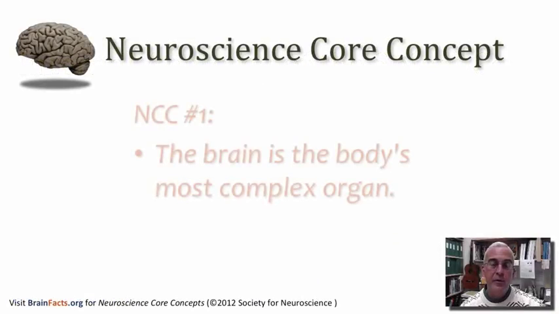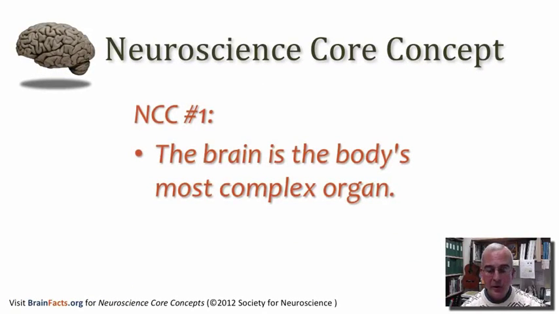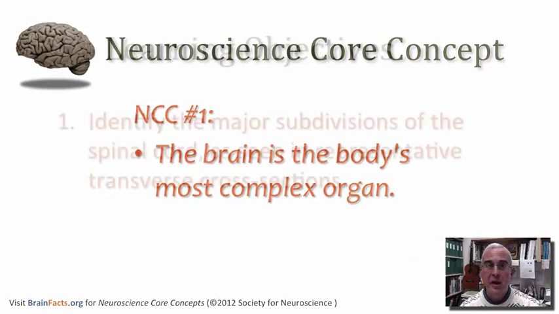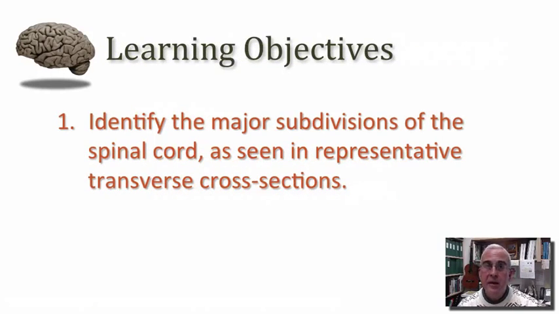Once again, we're confronted with the complexity of the nervous system, so our core concept is that the brain is the body's most complex organ. And our learning objective for today is that I want you to be able to identify the major subdivisions of the spinal cord as seen in representative transverse cross-sections. So this requires enough familiarity with the internal anatomy of the spinal cord that we can view in cross-sections, so that you can understand what level of the spinal cord is in view and what the important gray matter and white matter structures are that we can find there.